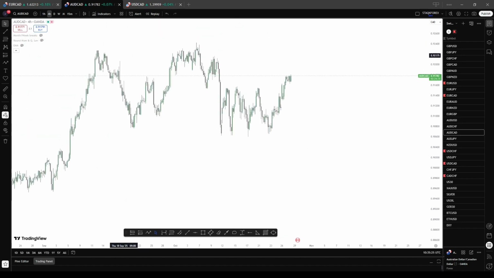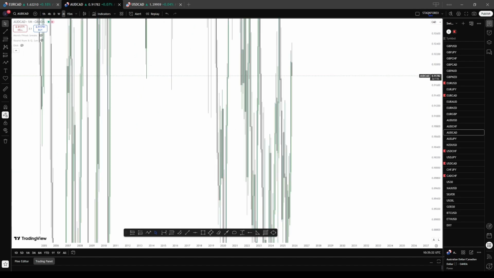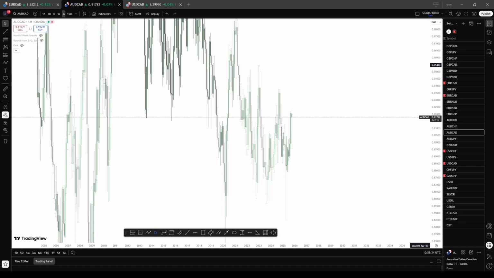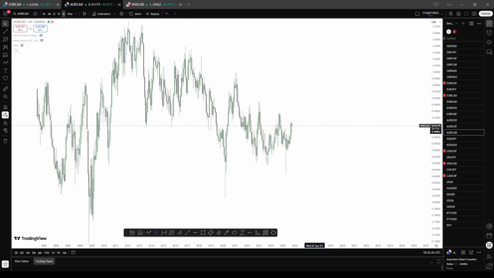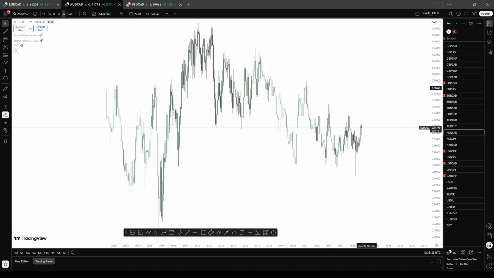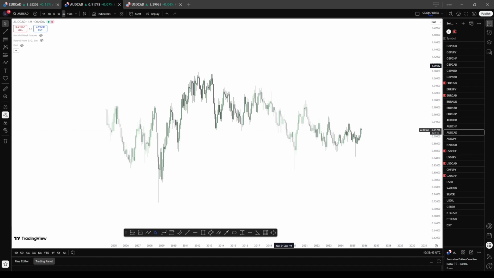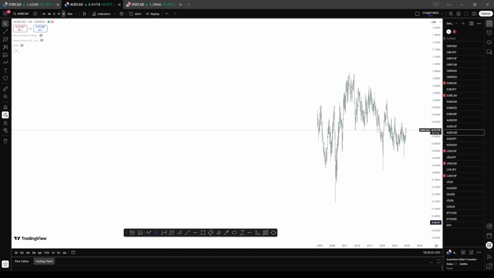So for me, if I want to draw the major key level on the chart, I start with my monthly time frame. I don't just go on the 4 hour, because the way I trade, I am a swing trader. So I use major key levels for my analysis. So currently, this is the chart of the AUD/CAD. So let me map out my resistance and my support level.